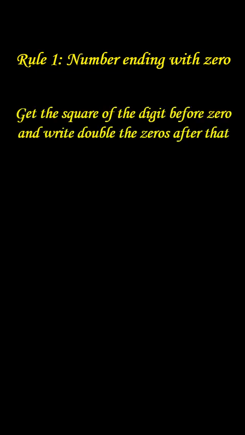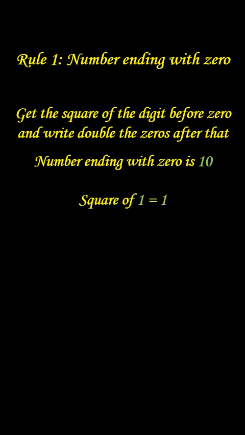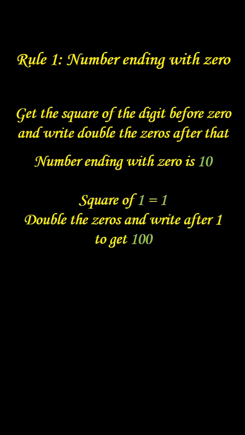Rule number 1 is for the numbers ending with 0. Get the square of the digit before 0 and write double the zeros after that. Let's see, the number ending with 0 is 10. Square of 1 is 1. Double the zeros and write after 1. That will be 100. 10 squared is 100.